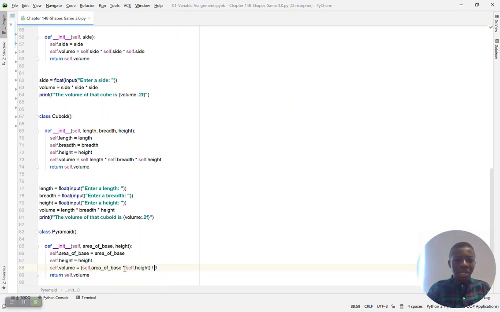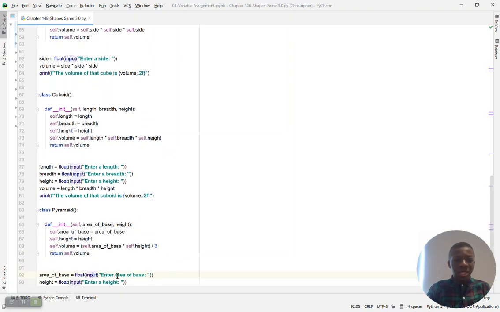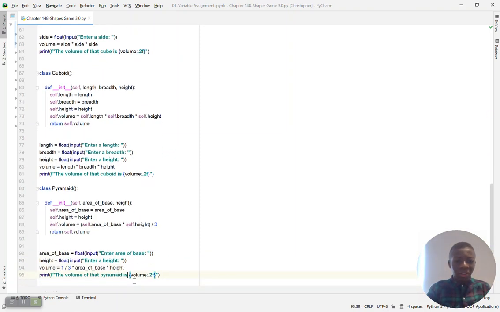So self.area of base times height, and if you divide by 3, it will give you your result. So all you need to do is enter your area of base and enter the height, and then you get the volume of a pyramid.